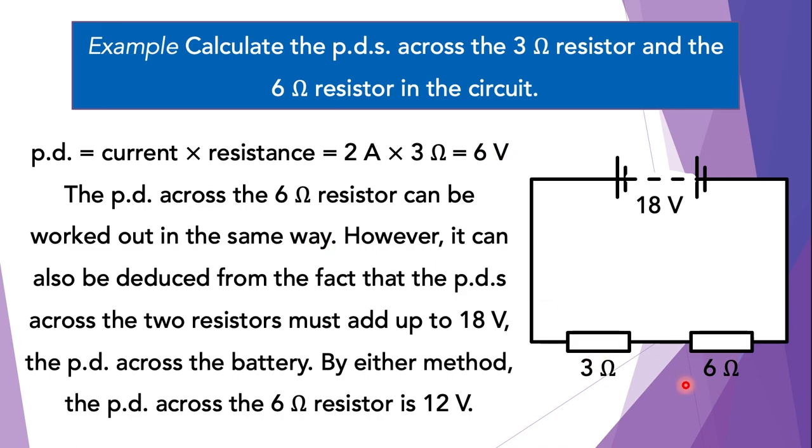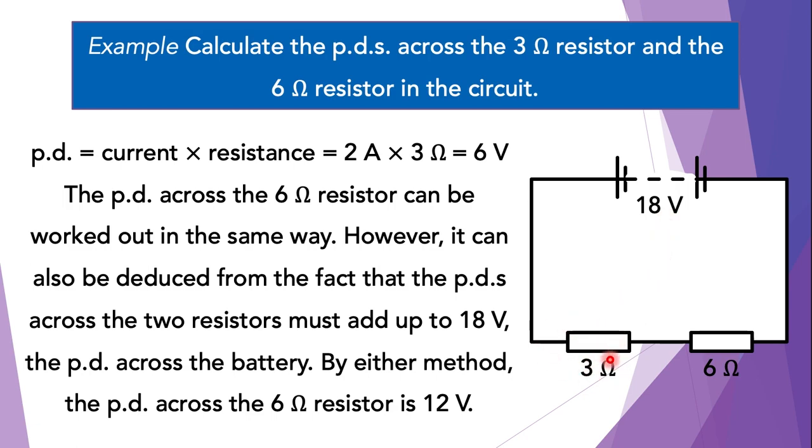The potential difference across the 6 ohm resistor can be worked out in the same way. However, it can also be deduced from the fact that the potential differences across the two resistors must add up to 18 volts, the potential difference across the battery. So by either method, the potential difference across the 6 ohm resistor is 12 volts, because of course if we add 6 and 12, then we get 18.